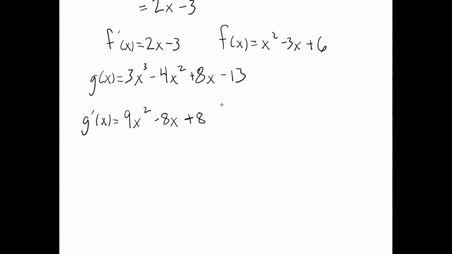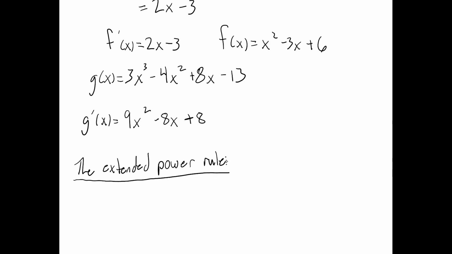Now, I want to do an extension on the power rule. So call this the extended power rule. Now, if you remember, for the power rule, we said that let n be a positive integer. That meant it had to be a positive number, right? So like x cubed, x squared, x to the 16th, anything like that. Now, what if n is negative? What happens then? How do we deal with that? Well, the same way.